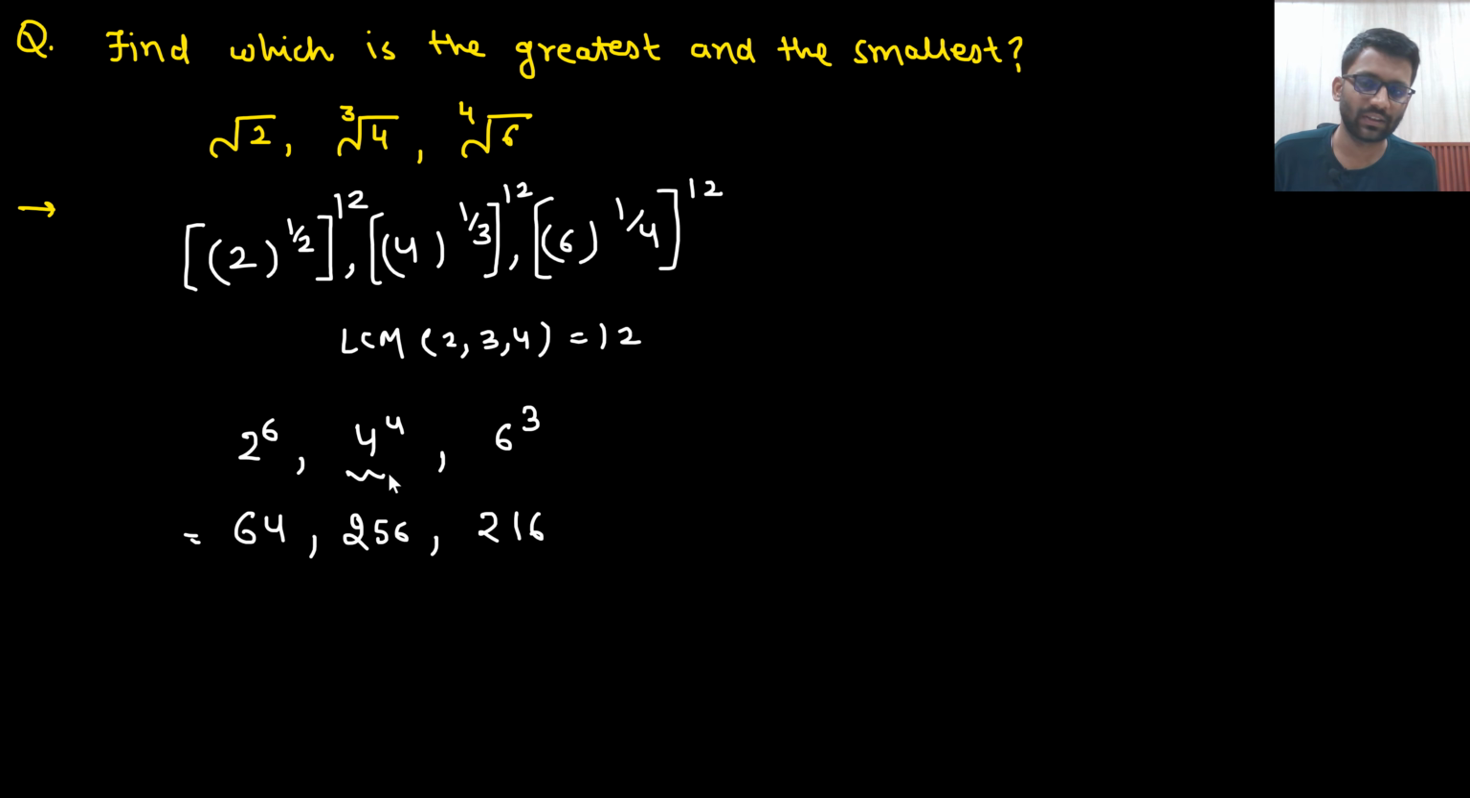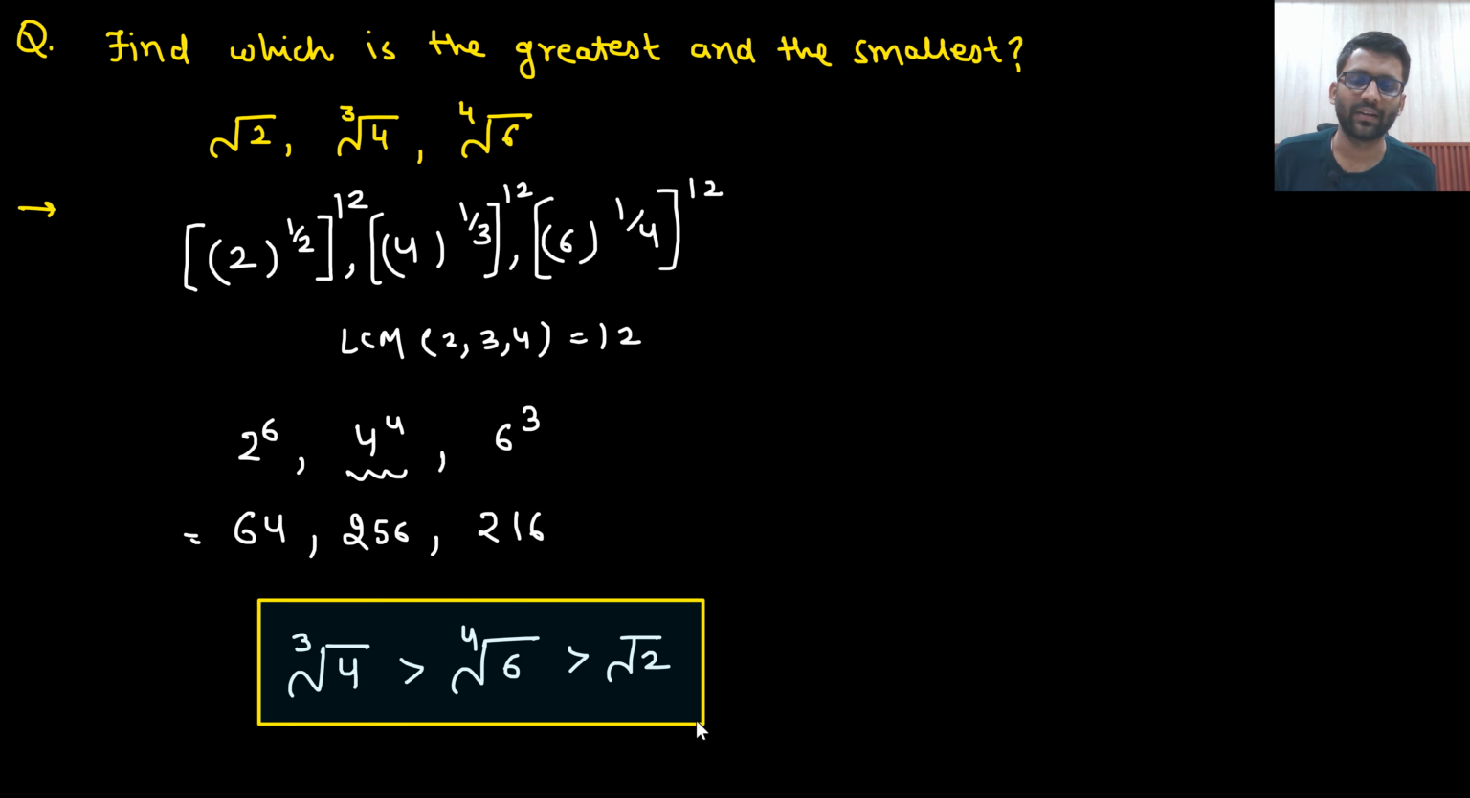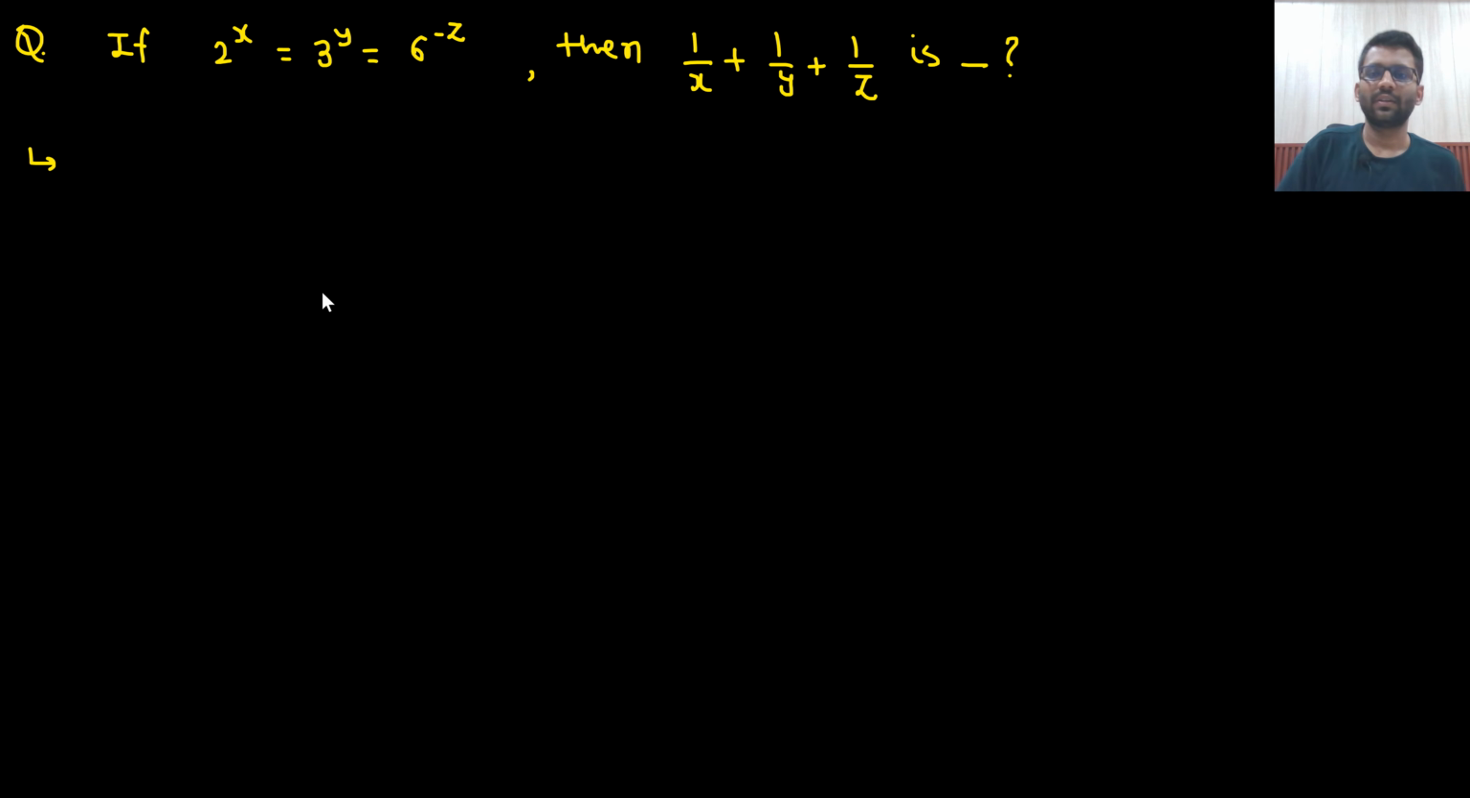Which is the largest one? This is the largest one. That means 4 to the power 1 by 3 was the largest one. Or you can say cube root of 4 was the largest one. Then this will come, and after that, this will come. So this is the way you can tell. So always our target will be to make the power same. Well and good. Let's solve these questions.